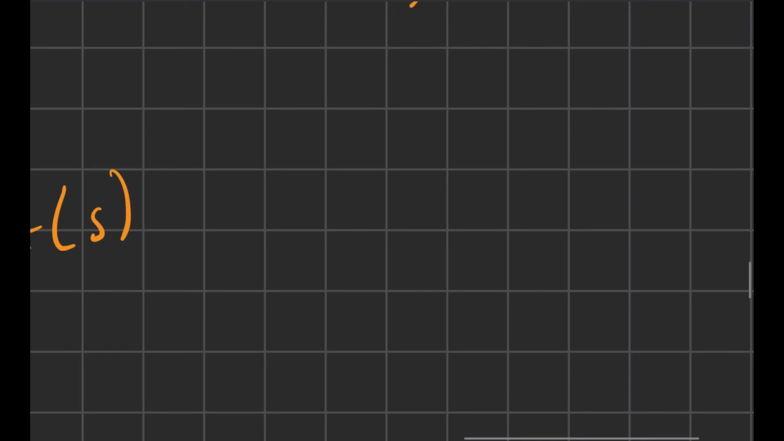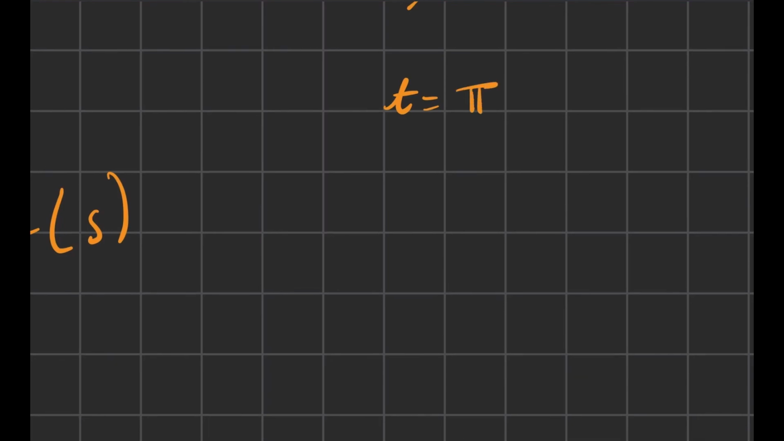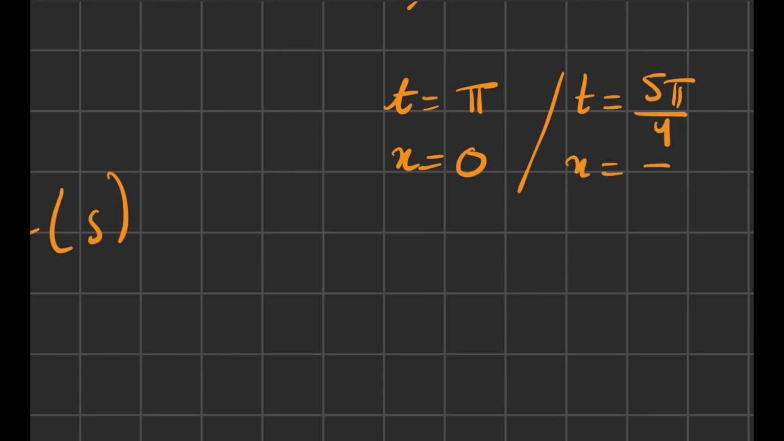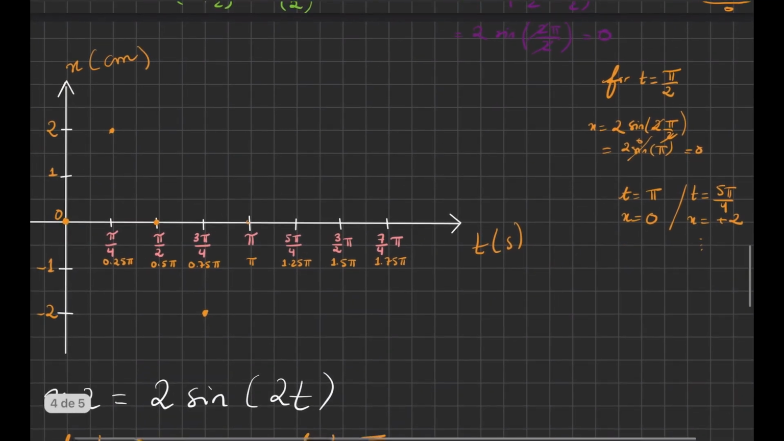And we're going to continue doing these calculations, and we're going to have for t equals pi, x would be 0, and for t equals 5 pi over 4, x would be plus 2, and etc. You can just do the calculations. Let's plot these 2 points.